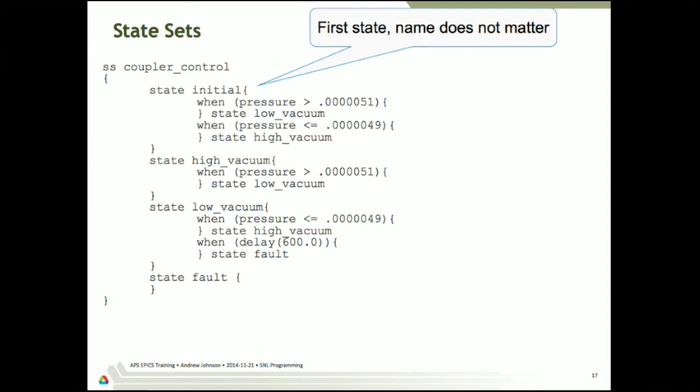But we also have, if we've been in low vacuum for more than 600 seconds, a when delay line in the low vacuum state specification. That basically says if we're in low vacuum for more than 5 minutes, we must be in fault, and so we transition into state fault. State fault has no transitions out of it. It has no when statement, so this is a black hole. Once you get into state fault, you have to restart the sequence program.